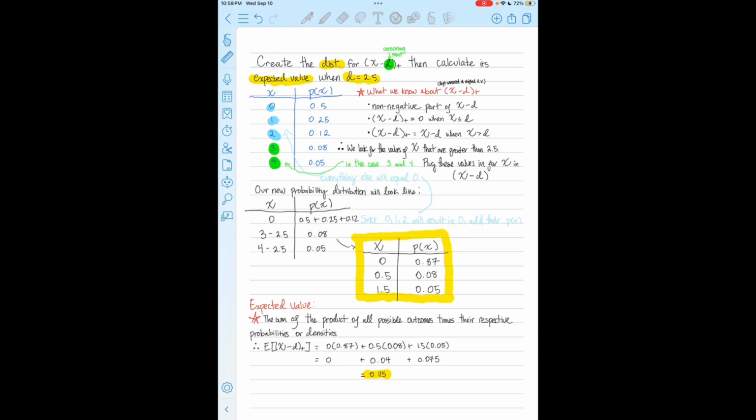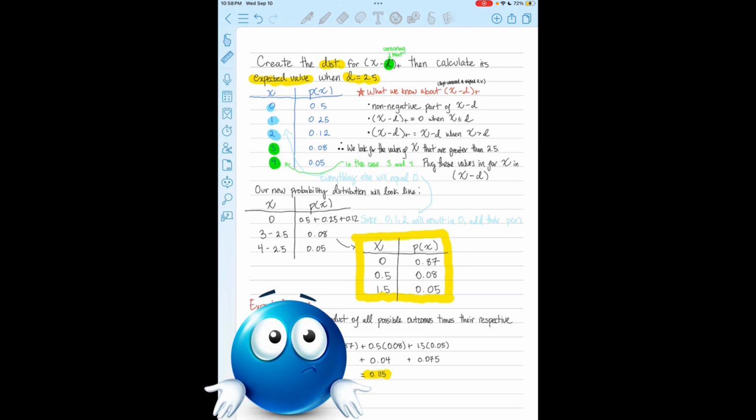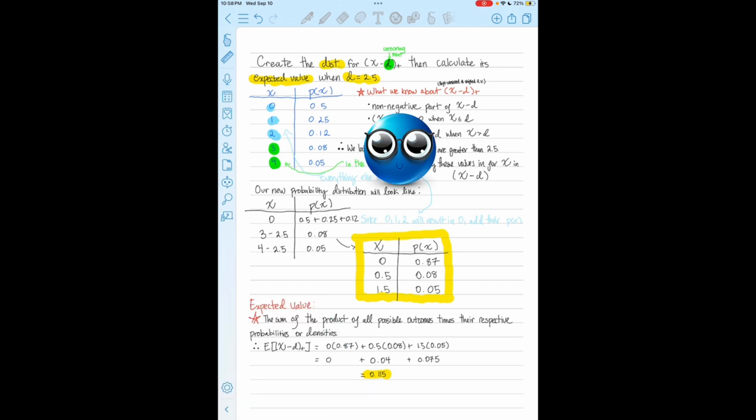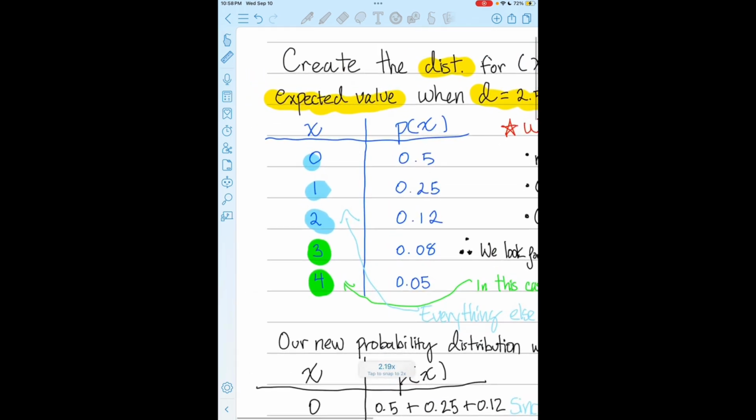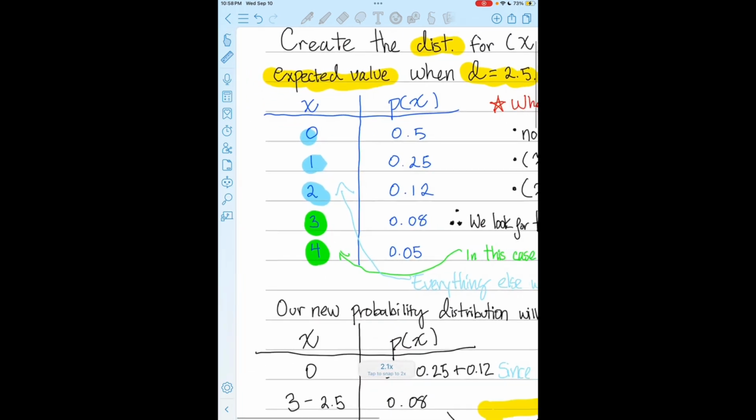Let's get started. So we are asked to create the distribution for the left censored and shifted random variable and then calculate its expected value when d is equal to 2.5. And you may be wondering, what was d again? Well, d is our censoring point. Here's the distribution we're given. Here are all the values, and here are all the probabilities.